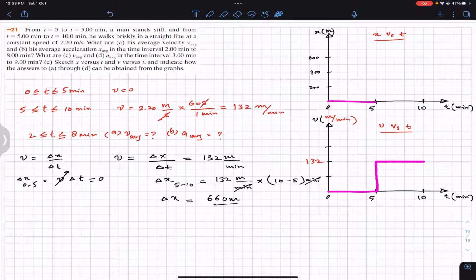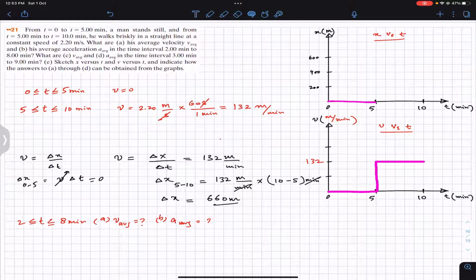Let's find the answers from A to D, and then we will plot the remaining x versus t. Since we need some data, we need to find the position of the particle at t equals 6, 7, 8, 9, in order to have that plot, right? So first of all, the solution of A and B. So this will be our solution for A and B.